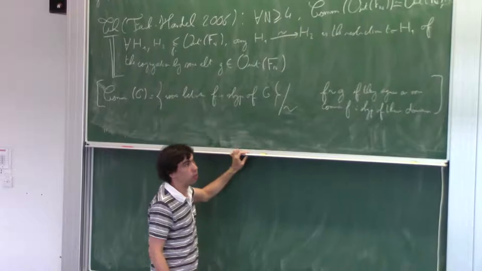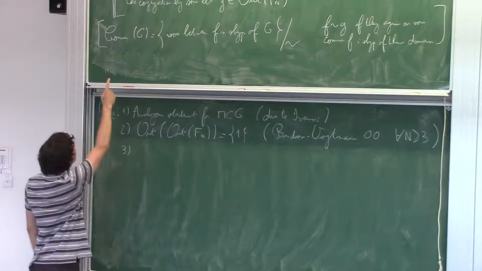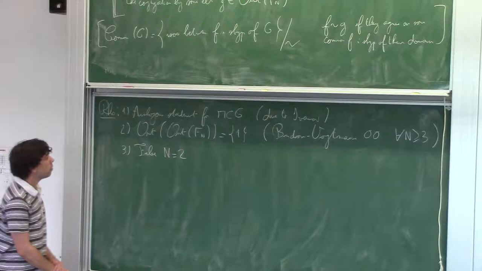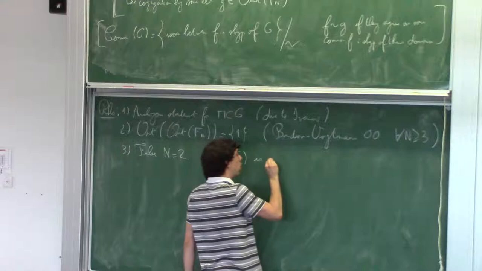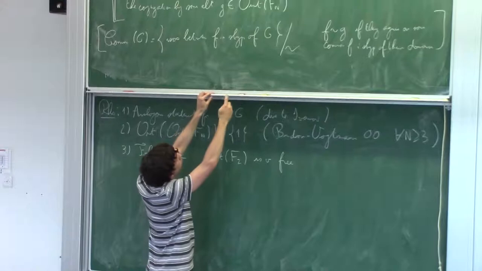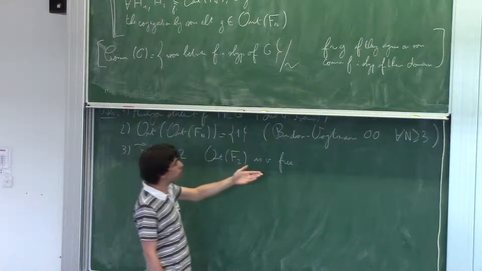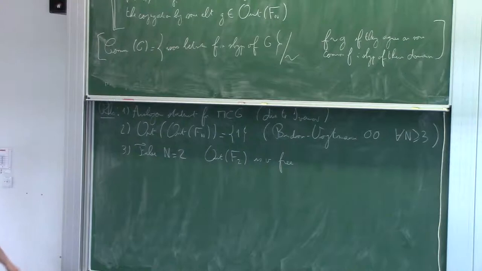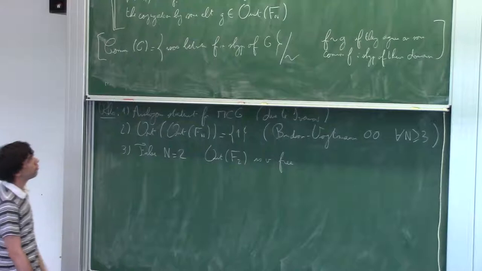Notice also that this is completely false in rank 2, simply because Out(F_2), which is the same as GL_2(Z), is virtually free. And so, in particular, it's going to contain finite index subgroups that are free of any rank. And so, in the abstract commensurator, you get copies of Out(F_n) for any n. And actually the abstract commensurator of the free group is not even finitely generated. So the statement is very far from being true in rank 2. And actually, Farb and Handel in their paper left the case where n is equal to 3 open.